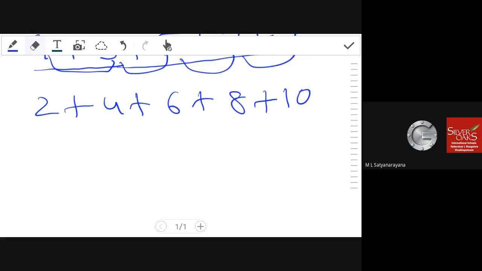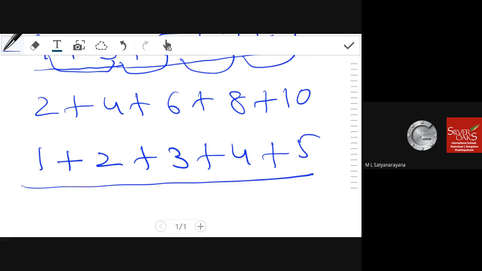Now instead of multiplying, we'll try to divide. Divide by 2. Divide by 2. So 2 divided by 2 is 1, 4 divided by 2 is 2, 6 divided by 2 is 3, 8 divided by 2 is 4, and 10 divided by 2 is 5. Still it is in AP.